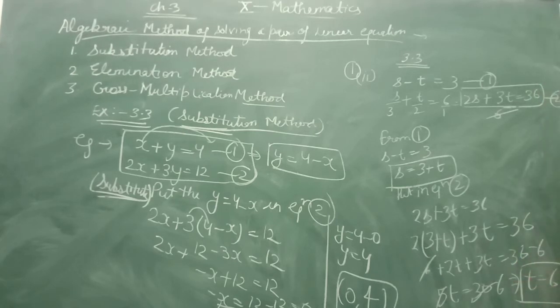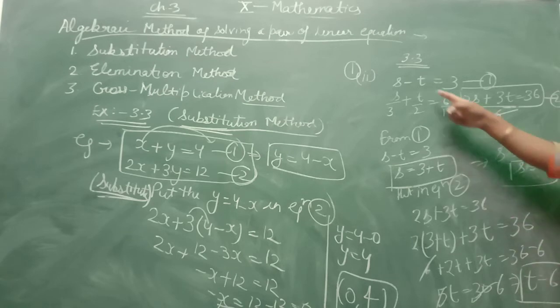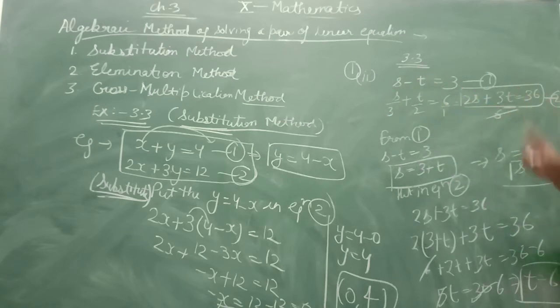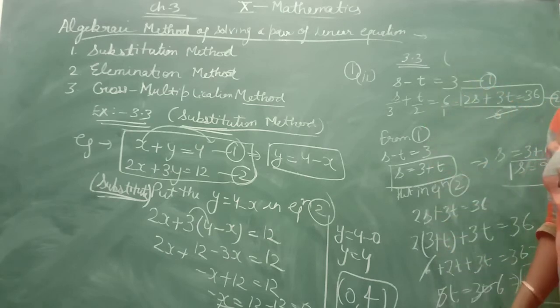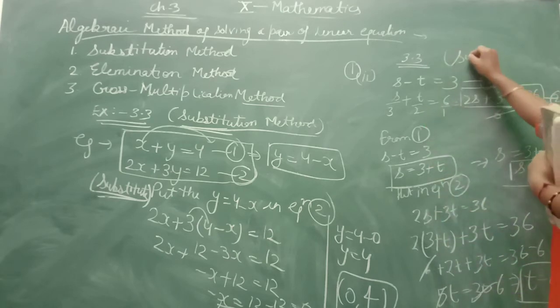Okay, put the value of t in this part so that you can get the value of s, that is 3 plus t. So value of s is 9. So you get the value of both variables, that is s and t. This is our pair of linear equations in the variables s and t. So you have got the value of s is 9 and value of t is 6. Okay, so this is the solution of this pair of linear equations by the substitution method.